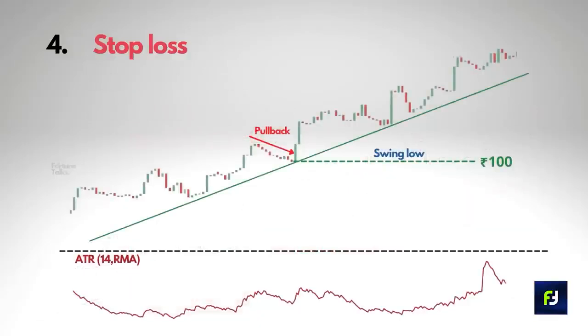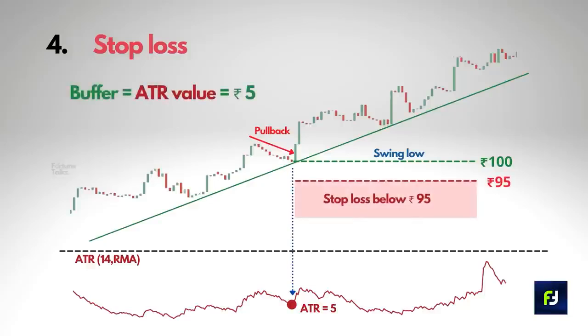Let us say the low of the pullback is 100 rupees. And let us say you pull out the ATR indicator and the average true range of the market is 5 rupees. You can simply take 100 rupees, which is the low of the pullback, and subtract 5 rupees, which is the value of the ATR at that specific period. Now your stop loss turns out to be 95 rupees, which sets a small buffer below the low of the pullback. A similar approach can be taken in case the market is in a downtrend.